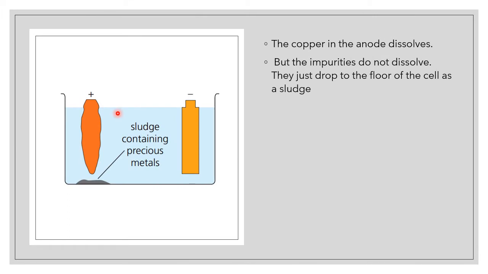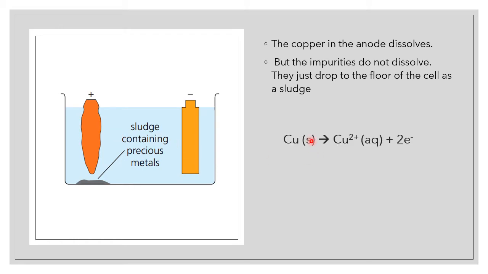What happens throughout the electrolysis? The copper at the anode will dissolve in the solution to become Cu2+. At the same time, it also produces impurities. But the impurities do not dissolve. Therefore, the impurities will sink to the bottom. The impurities are called sludge.